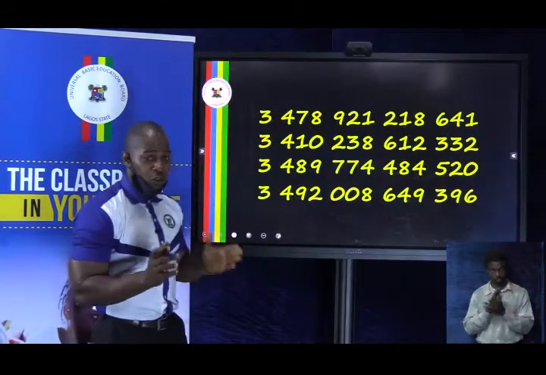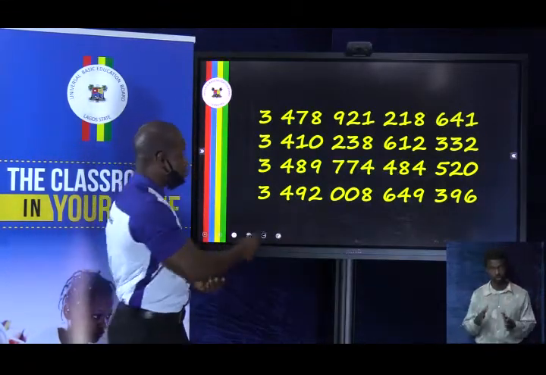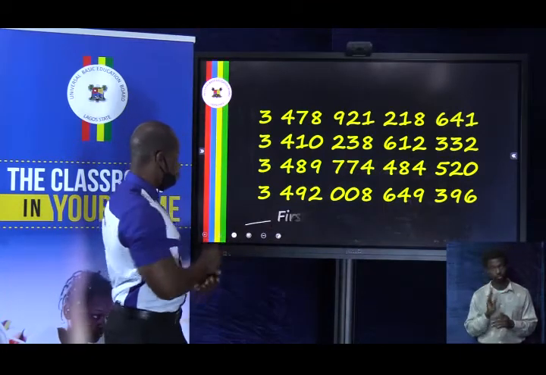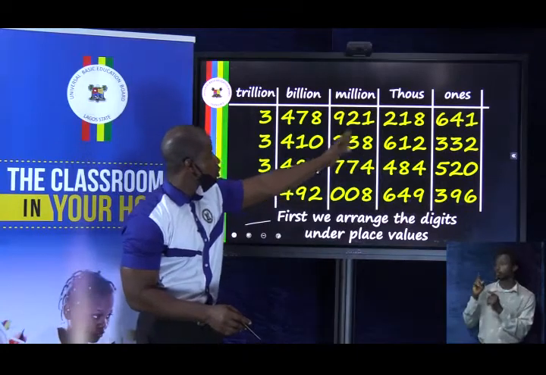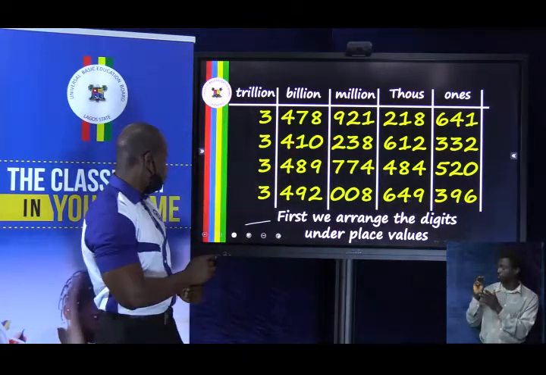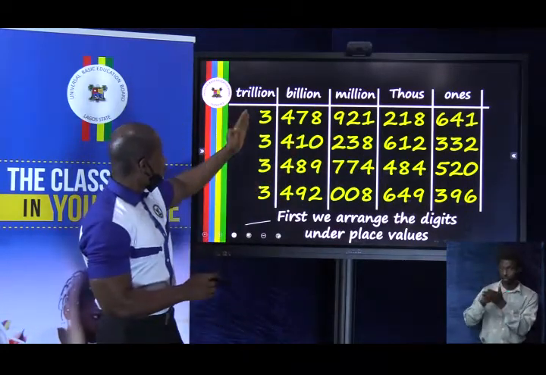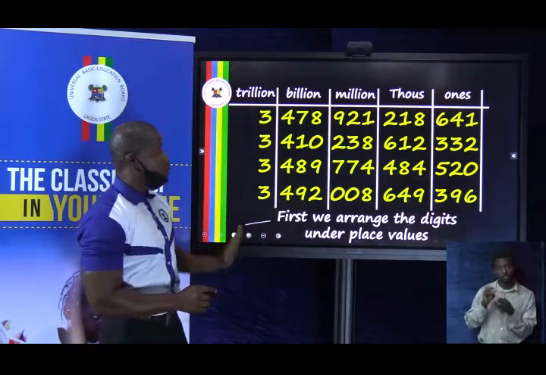Alrighty then, I believe you've arranged from the largest to the smallest. So we'll just take the same procedure. We will arrange the digits under place values, as you can see. So we have the ones, the thousands, the million, the billion, and then the trillion. Now observe that all of them have the same number of trillion, 300 trillion throughout.